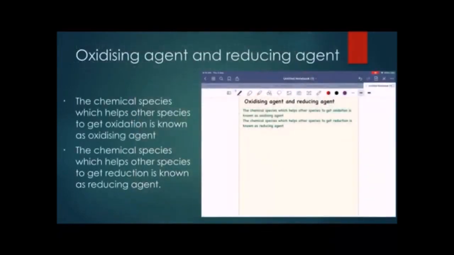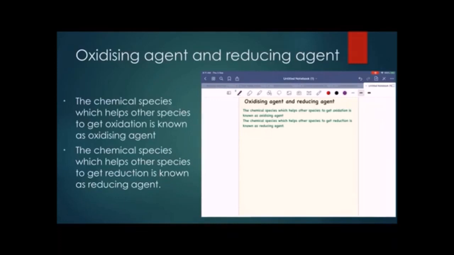We will study about what is an oxidizing agent and reducing agent. In a chemical reaction, especially in a redox reaction, the chemical species which helps other species to get oxidation is known as oxidizing agent. So the oxidizing agent will help other species to get oxidation. Don't be confused. The oxidizing agent won't undergo oxidation. The oxidizing agent helps other species to get oxidation. Similarly, the chemical species which helps other species to get reduction is known as reducing agent. So a reducing agent will help the other chemical species to undergo reduction.